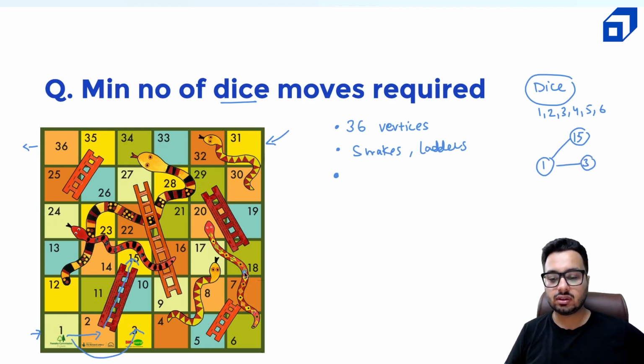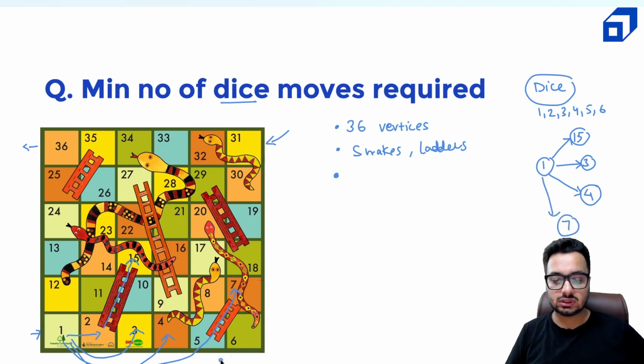If you throw a 3 on the dice, you can reach 4. That means there is an edge to 4 as well, and all of these edges are directed edges. Then if you throw a 4, you will reach 5, but on 5 there is a ladder. So that means the edge is from 1 to 7, right?